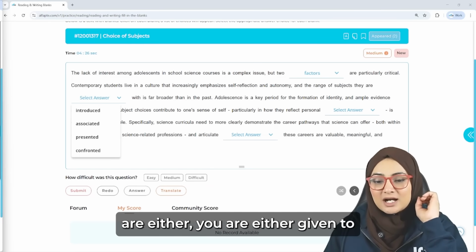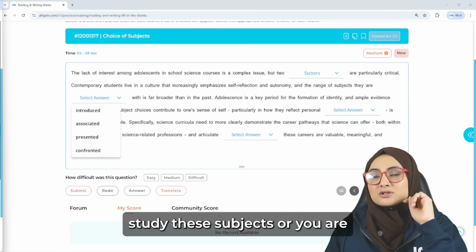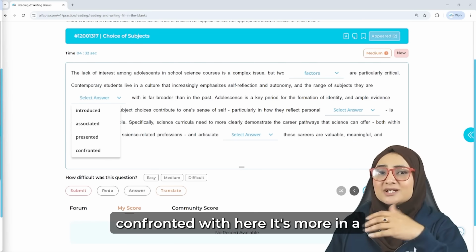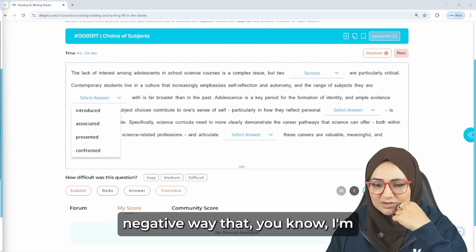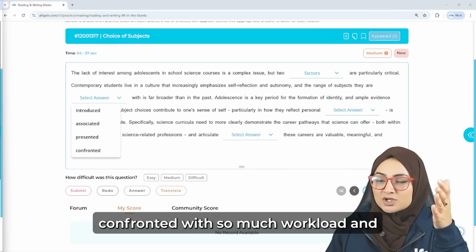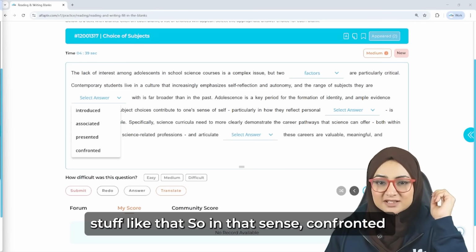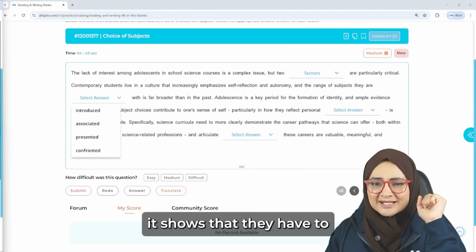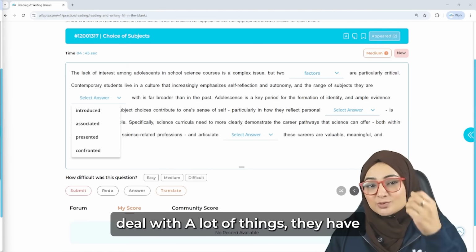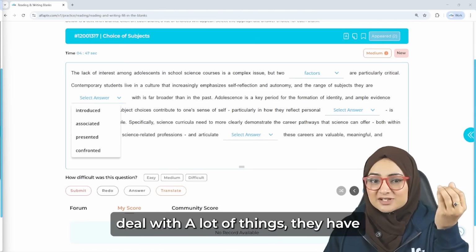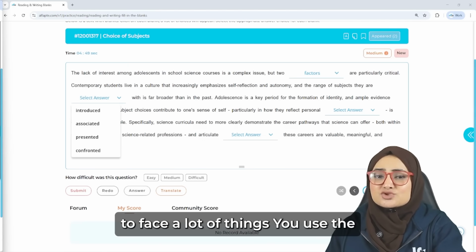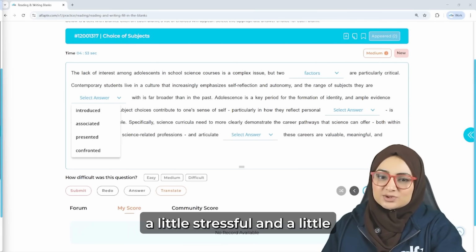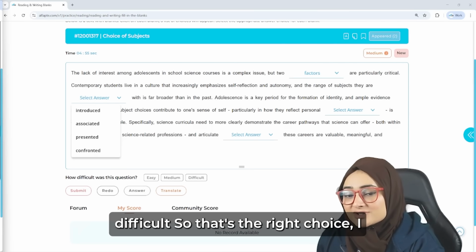You are either given to study these subjects, or you are confronted with. Here it's more in a negative way, that I'm confronted with so much workload and stuff like that. So in that sense, confronted is the right choice here, because it shows that they have to deal with a lot of things, they have to face a lot of things. You use the word confront to show something which is a little stressful, a little difficult. So that's the right choice, I think.